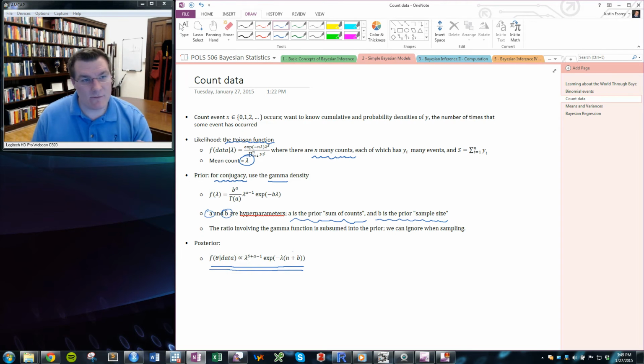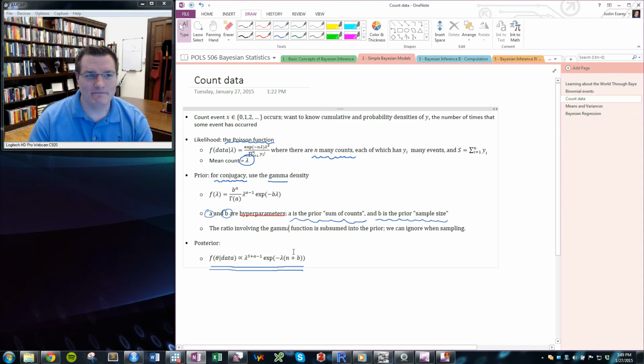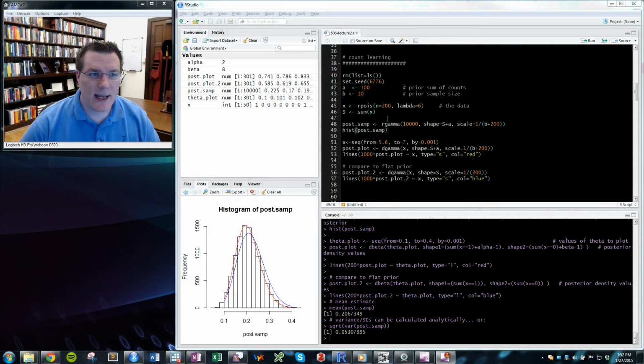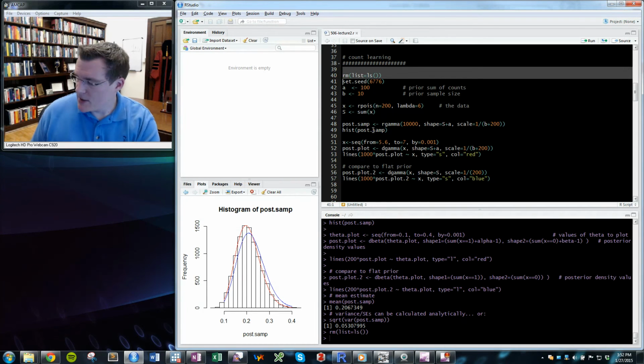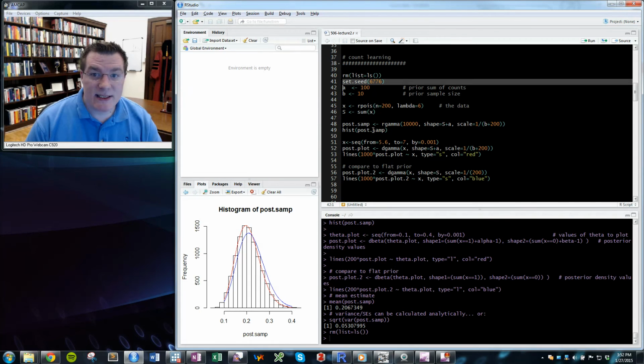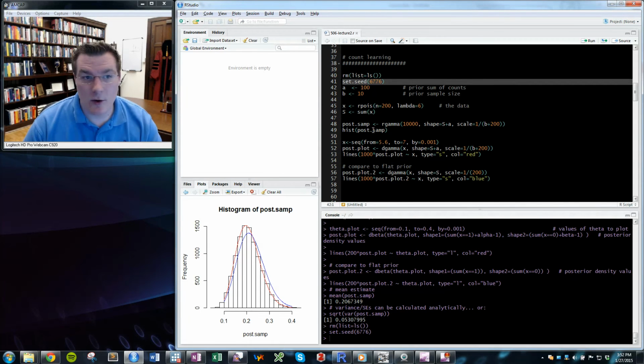Now we can take that information and go to R and see what happens when we calculate posterior densities using real data and generated data and priors. All right, so now we're looking at count data. I'm going to clear out all the stuff I had from the binomial data set earlier and start looking at the count data I'm going to generate. Once again, I'm going to set the seed so that if you're repeating the script at home, you get the same answer as I do.